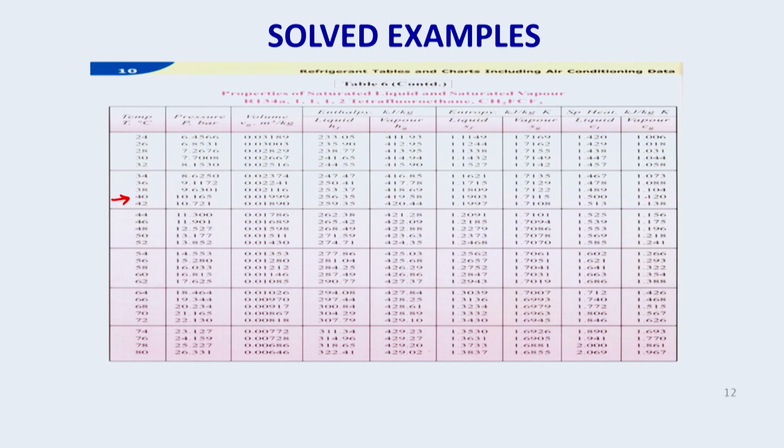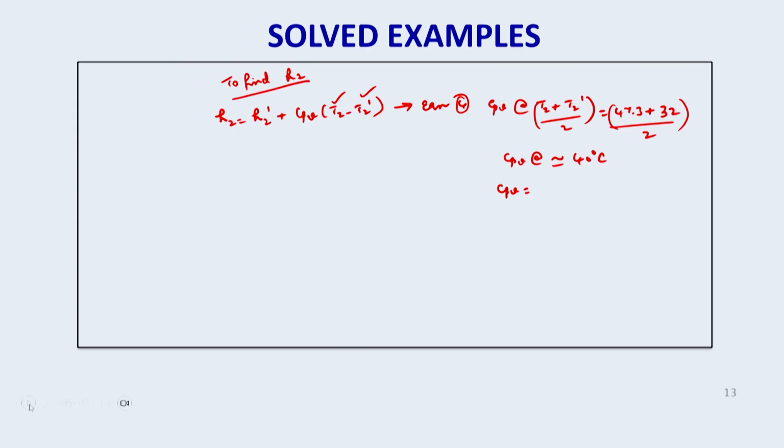Cp of vapor is 1.120 kilojoule per kg Kelvin from the R134A table. So now Cp of vapor is also known.